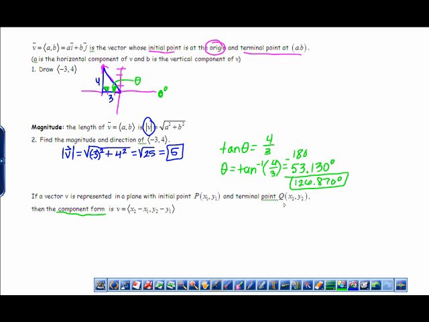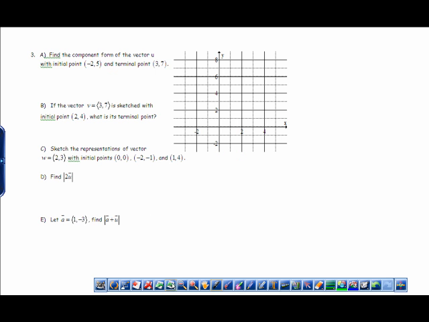You're just going to subtract the two x values to get a new, simpler x value, subtract the two y values. Now I'm going to show you kind of why this works on this next example. So this says find the component form of vector u with initial point -2, 5. So I'm going to plot this right here. And terminal point 3, 7. Okay, so this is my vector right here. This is my vector u.